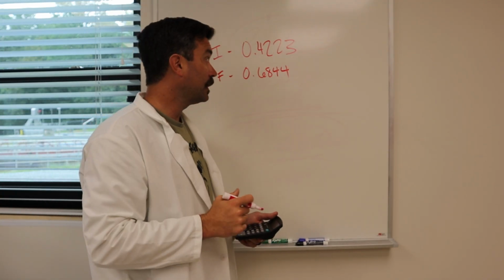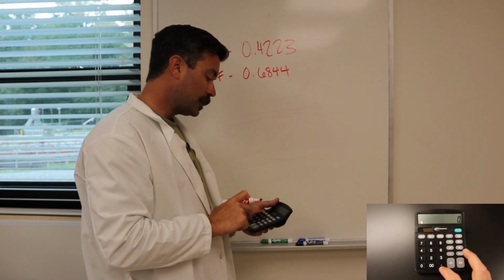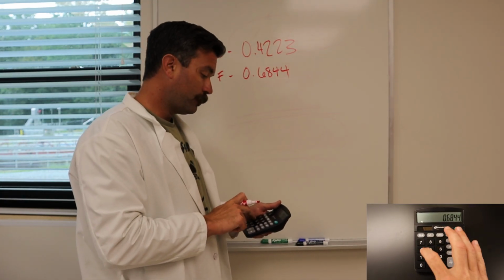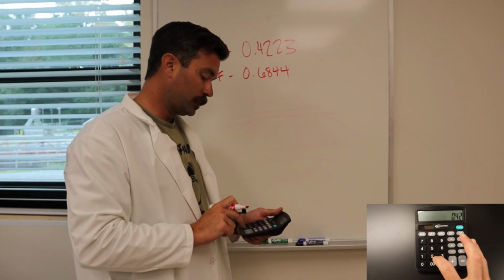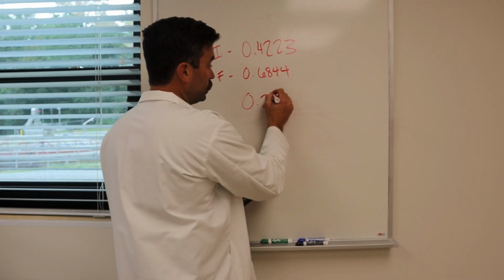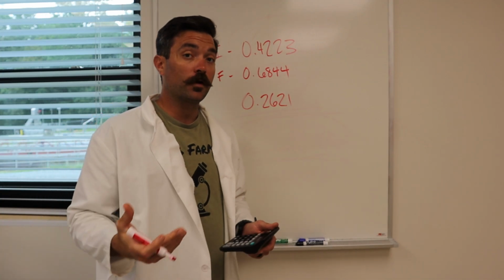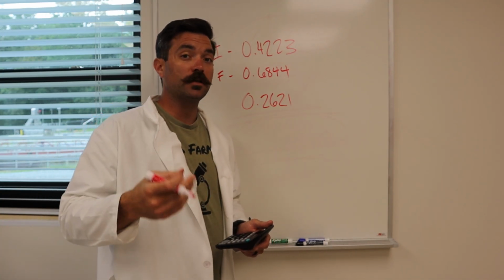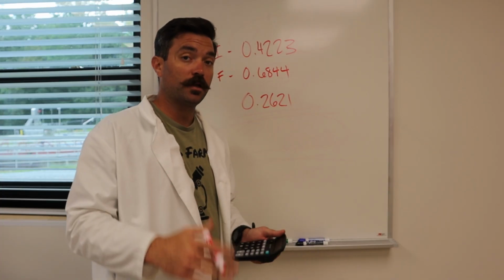So when you do that in your calculator, do it with me here, you have a 0.6844 minus 0.4223 equals a 0.2621. Now, if you remember, we used 50 mils of your sample. That's where this 50 mils is going to come into play.